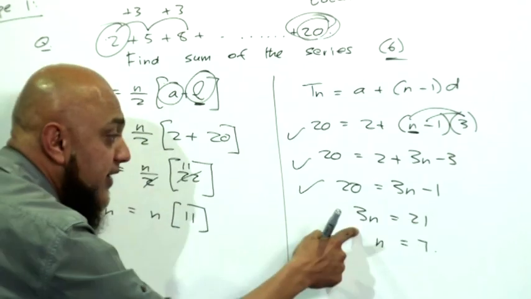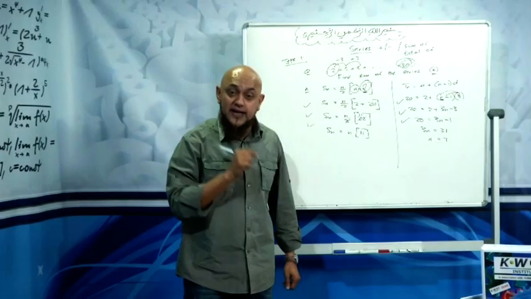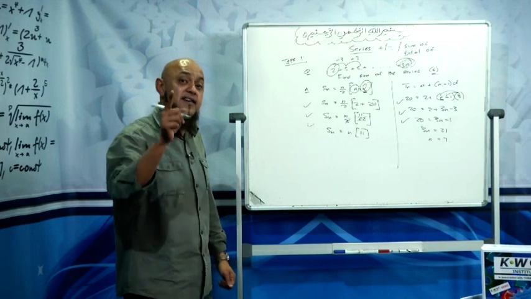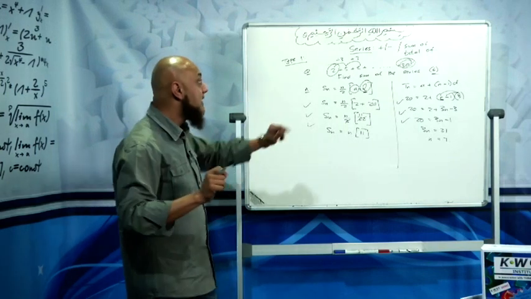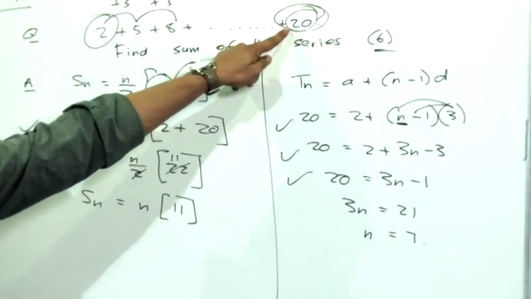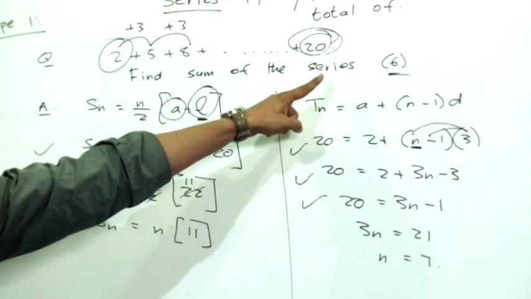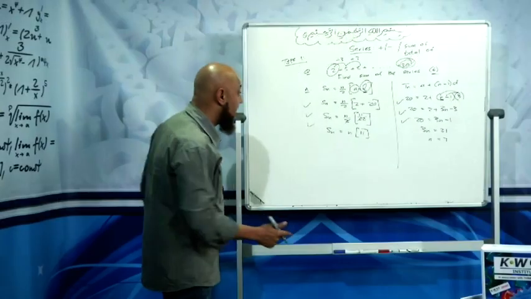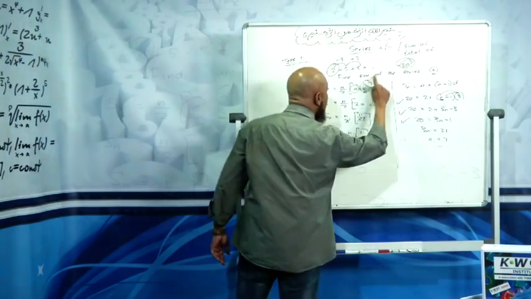Right? 21 divided by 3 is 7. Now we've got n. n is now how much? 7. That means 20 is the last term, and there are 7 terms in the series. Now we need to find the sum. Because that's the question: find the sum of the series.